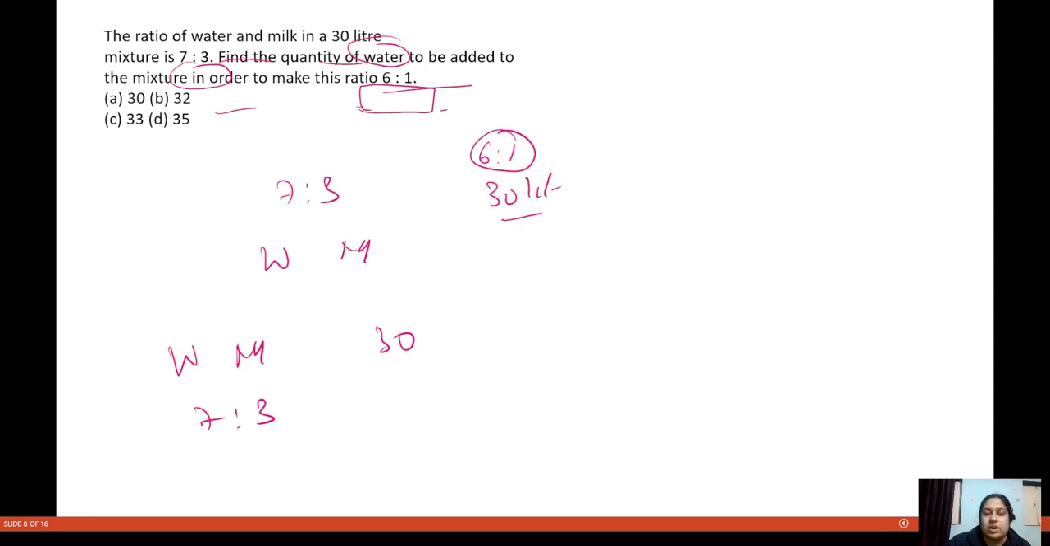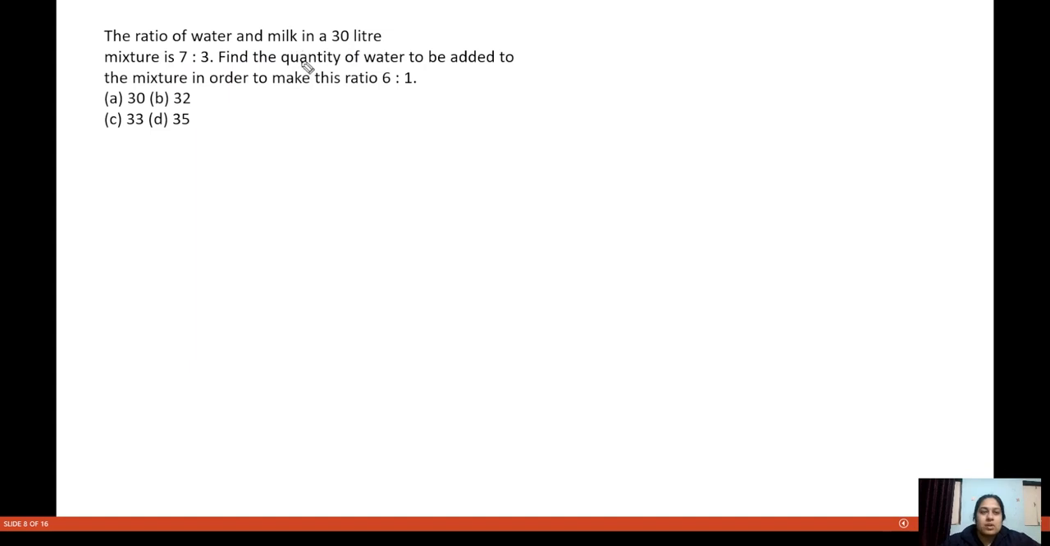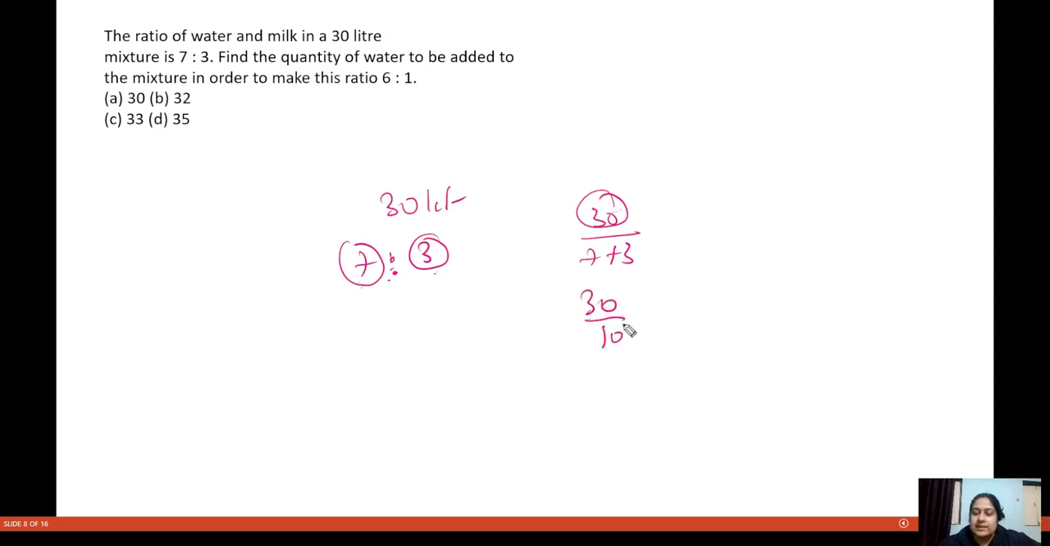Okay, so how will we do this question? You have 30 liters and the ratio is 7 is to 3. So what you can do here is add 7 plus 3 and divide the total quantity by 7 plus 3. So how much will you get? You will get 30 by 10. So that means 3 liters is 1 unit. So your milk is 21 liters and your water is 9 liters.